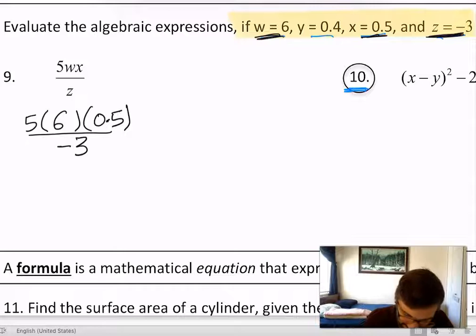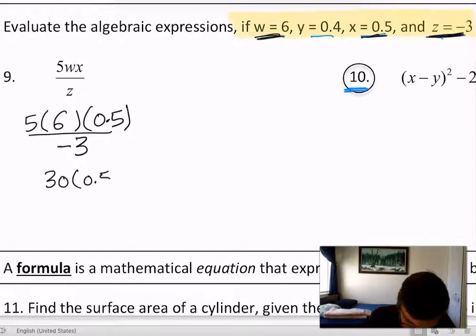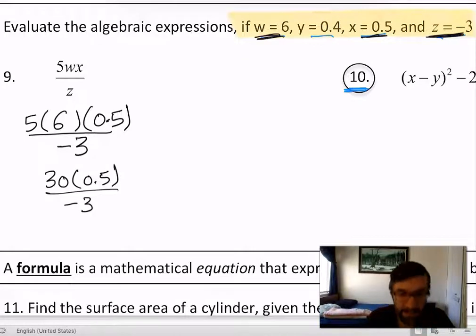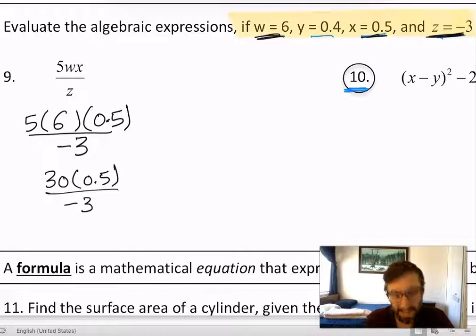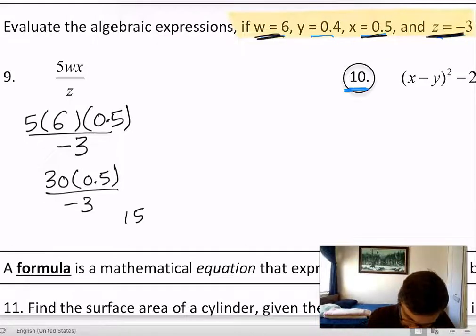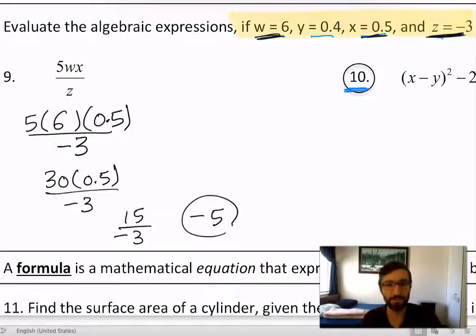So simplifying this, 5 times 6 is 30, times 0.5, divided by -3. 30 times 0.5 is half of 30. Half of 30 is 15 over -3. So it looks like the answer would be 15 divided by -3 is -5. So that's evaluating an algebraic expression.